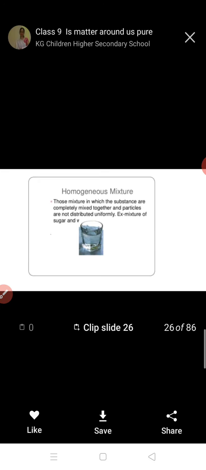Today we will study about solution. So a homogeneous mixture is a mixture in which the substances are completely mixed together and the particles are distributed uniformly. For example, a mixture of sugar.